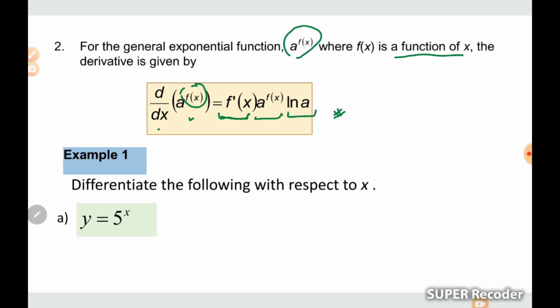So please remember this rule. Okay. So first example, differentiate the following with respect to x. If y equals 5^x, so dy/dx equals 5^x, then you need to multiply by ln 5.